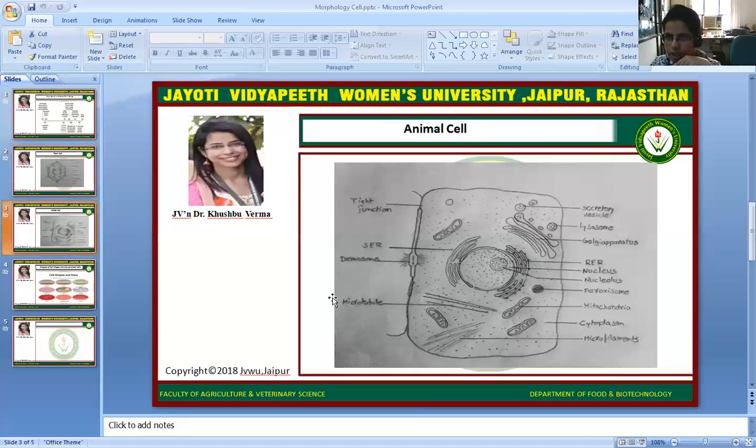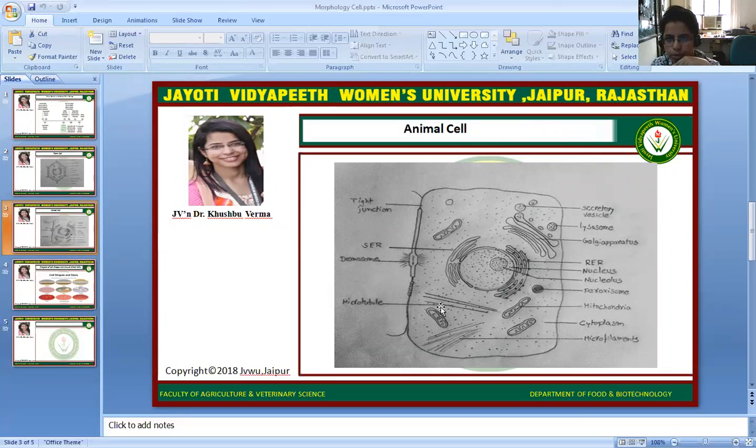Now we will come to the animal cell. The animal cell has major differences in comparison to the plant cell. They will not have a cell wall; they will have only a cell membrane. In the cytoplasm, there is a well-developed nucleus, and they have both types of endoplasmic reticulum, RER and SER. The nucleus will have a nucleolus, and there are peroxisomes and mitochondria. They will not have any kind of chloroplast.